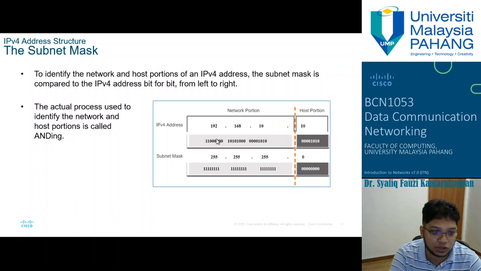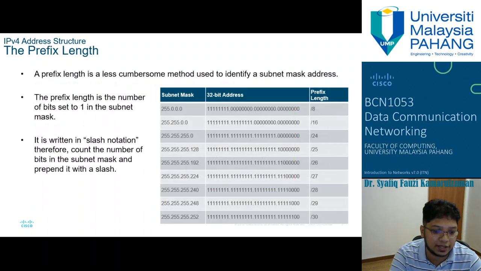The actual process used to identify the network and the host portion is called ANDing. So what exactly is ANDing? Before I go to ANDing, let's take a look at what exactly a subnet mask is. A subnet mask is a number that helps distinguish which part is the network portion and which part is the host portion within an IP address. Usually the subnet mask starts with 255.255.255 or something like that. If you translate the numbers in the subnet mask into binary, for example 255.0.0.0, you get a run of ones followed by zeros, depending on what the subnet mask is.